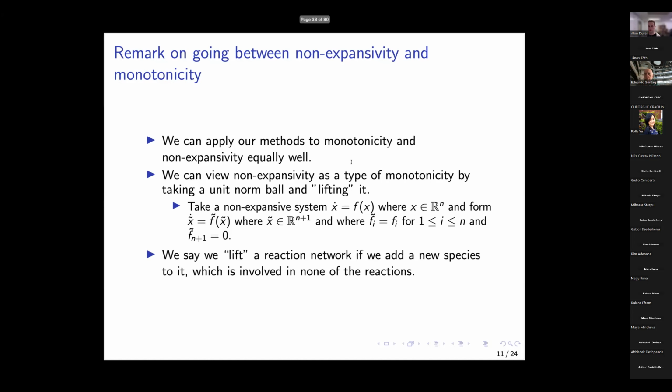This is a very simple little trick, but it allows us to bring in monotonicity conditions. Just doing this trick, there are some necessary and sufficient conditions to be monotone, and you can apply them pretty directly to being non-expansive. And then for the reaction network, the lift is essentially adding a species that doesn't show up in any reaction. So that's the dummy species that doesn't actually impact anything.